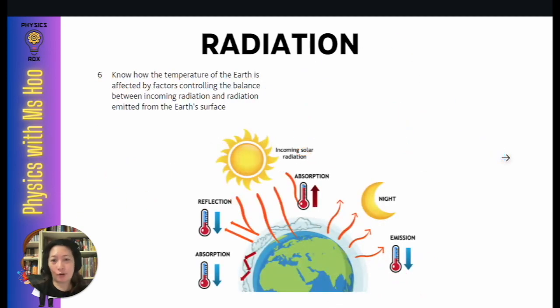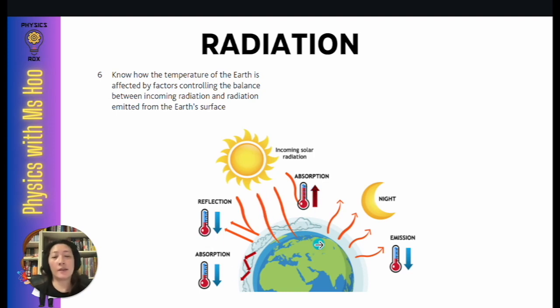You also need to know how the temperature of the Earth is affected by factors controlling the balance between the incoming radiation and radiation emitted from the Earth's surface. So where is Earth receiving radiation? From the sun. So as the sun emits radiation, it will be received by the Earth. Some of it would be absorbed by the Earth's surface, some will be absorbed by the clouds and the atmosphere. Some of the radiation may be reflected back.